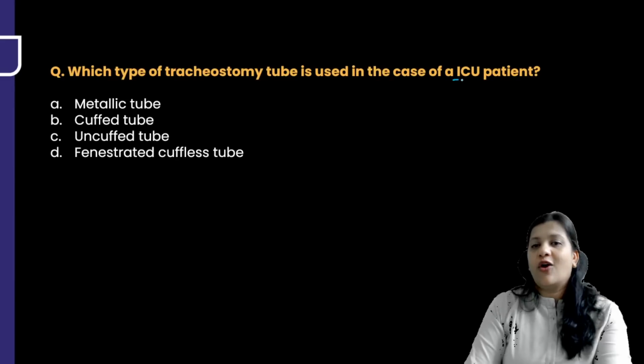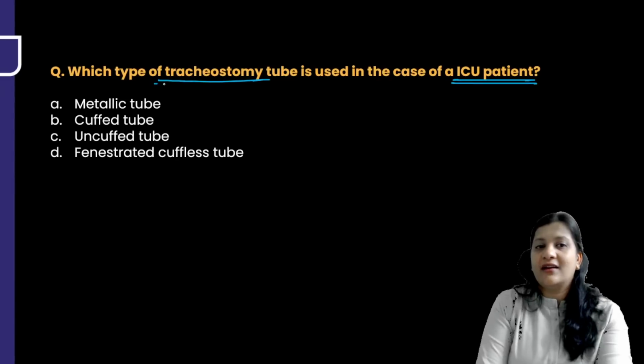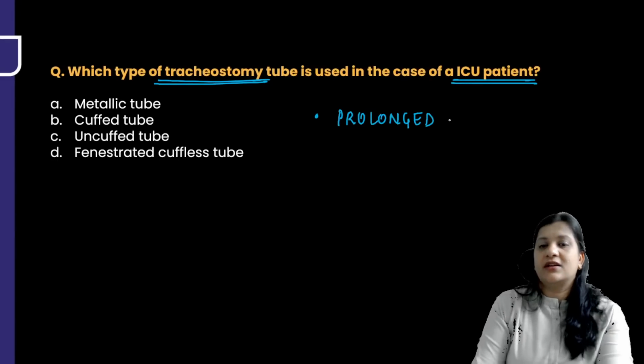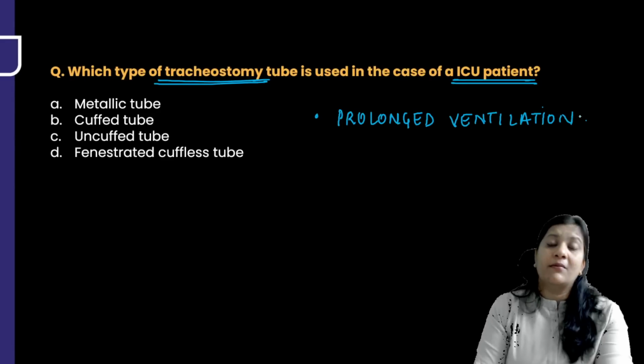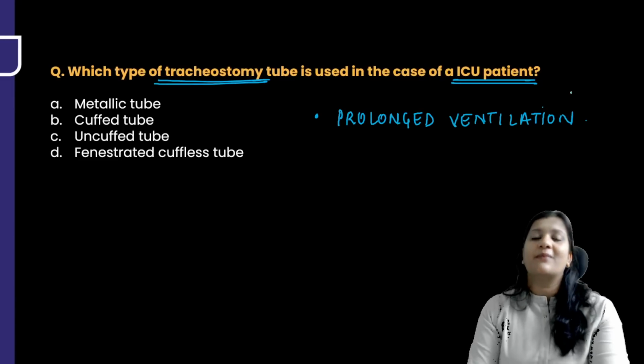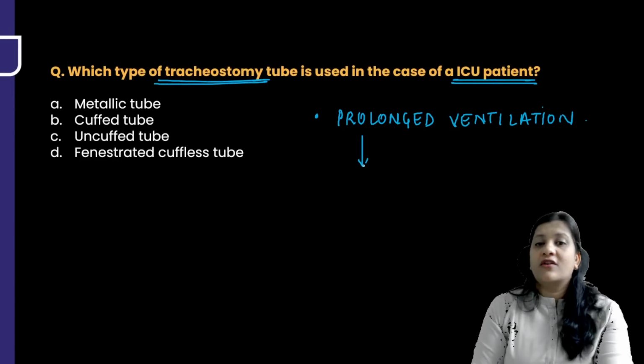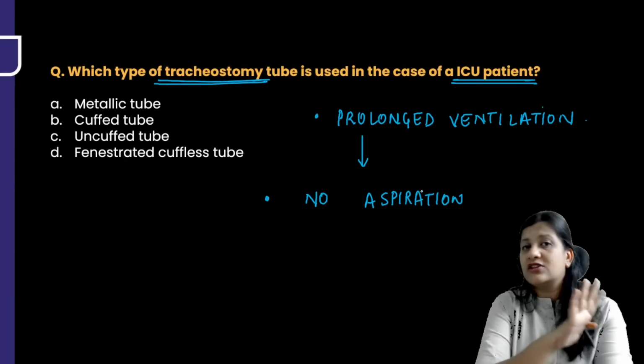So when we are talking of an ICU patient who is requiring tracheostomy, we know that this patient is going to require prolonged ventilation. He is going to be on a ventilator, and that is why we are doing a tracheostomy and keeping him in the ICU. So when we want prolonged ventilation, there are two things that we want to be very sure of. One is no aspiration. We do not want any amount of aspiration to happen, whether it is saliva or our normal secretions.